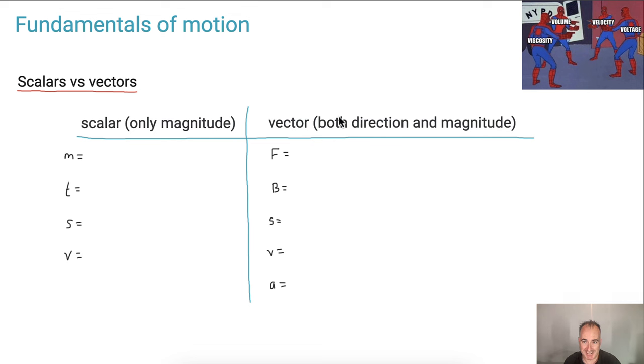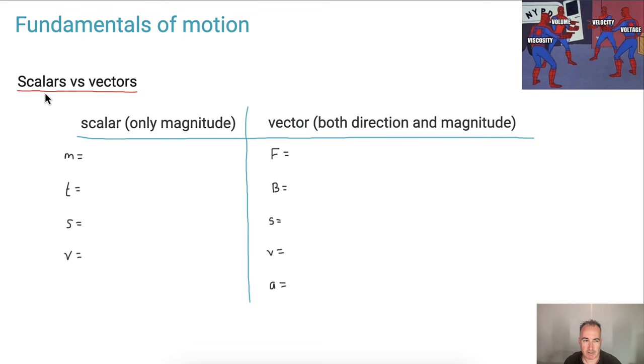I put this in here because I thought it's without the Spider-Man's volume, velocity, voltage, although in the IB, we don't use voltage, we say PD, or potential difference. And viscosity, we're going to see we don't use a V for that. Actually, we have a different variable for that completely. But, oh well, I thought it was funny.